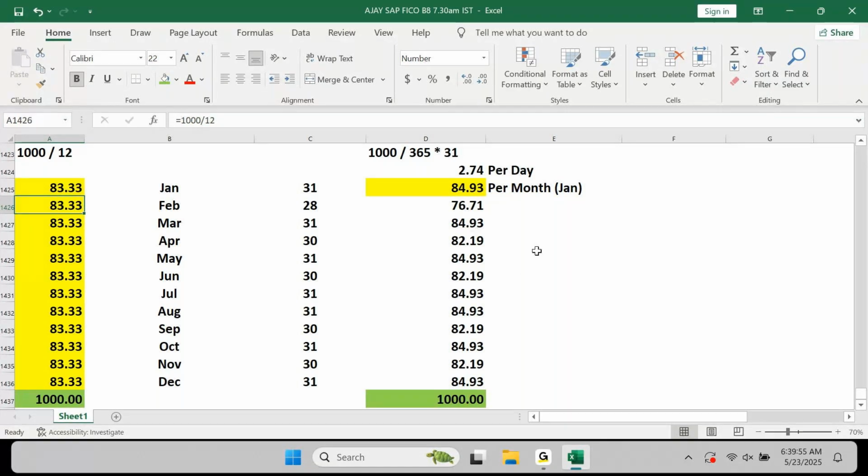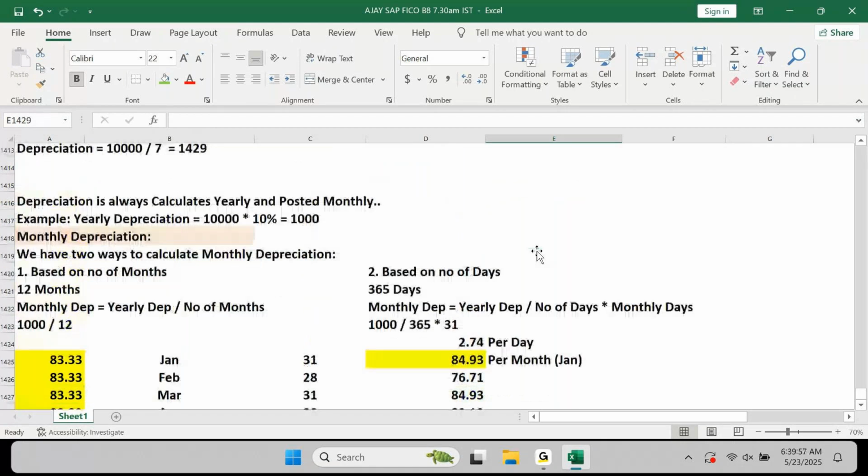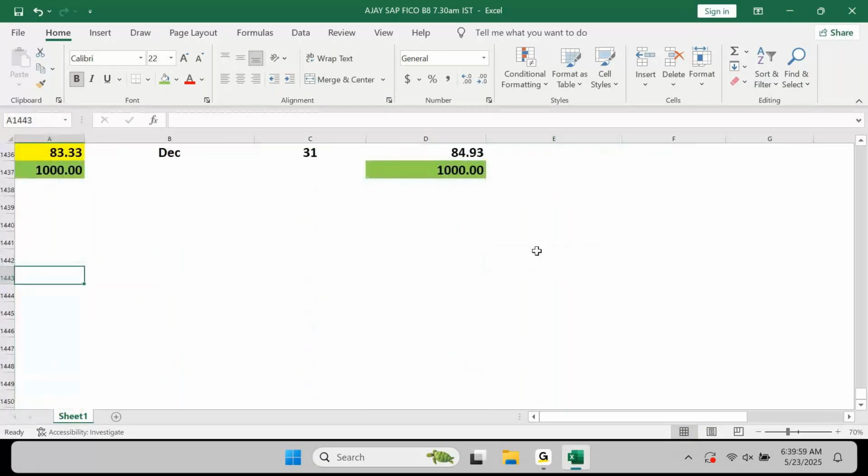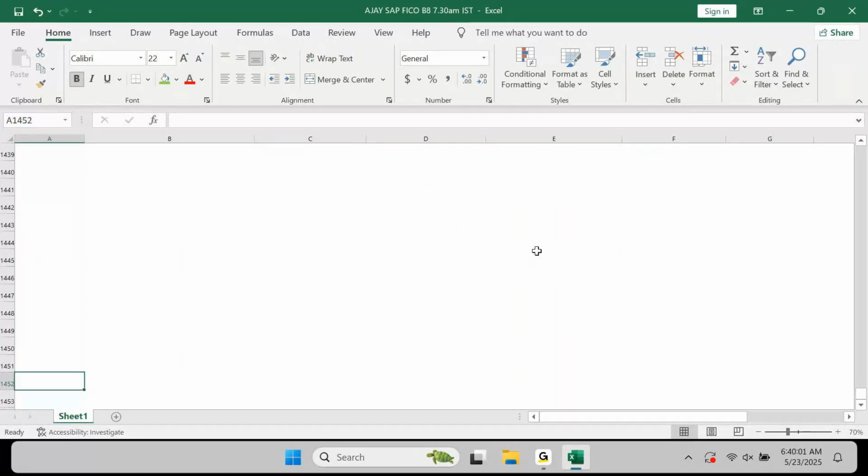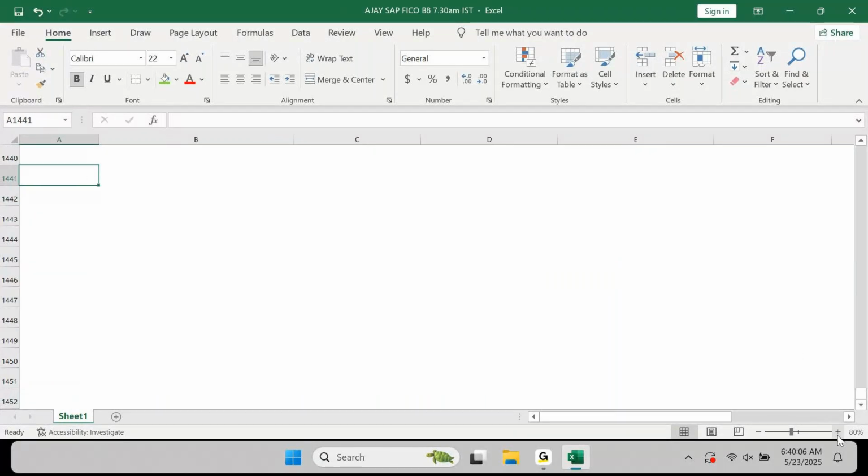Okay, this is your asset accounting in short. Now, within the asset, straight line method, how many years is it calculated? No years. Until it becomes zero, you keep applying the percentage.